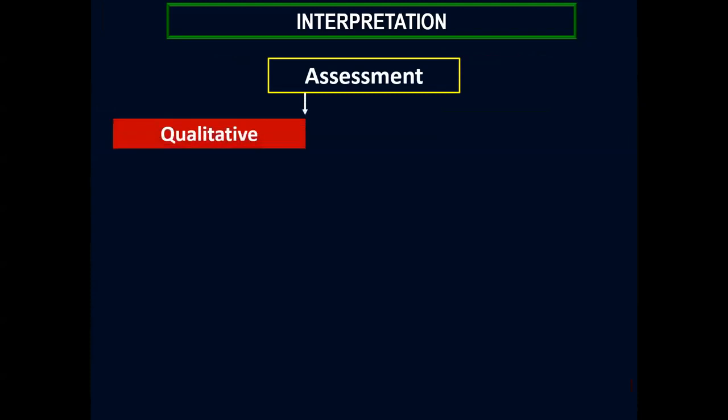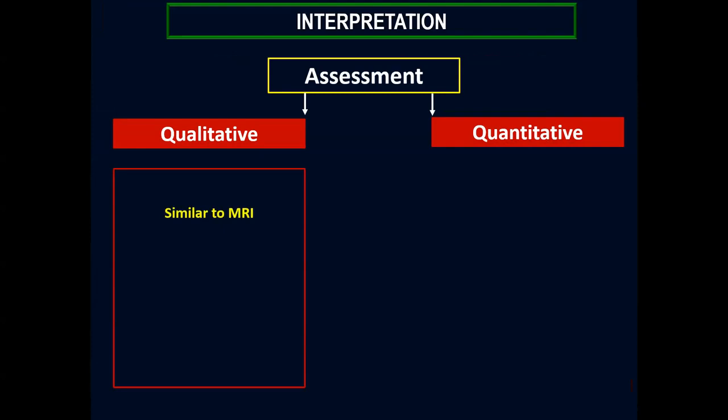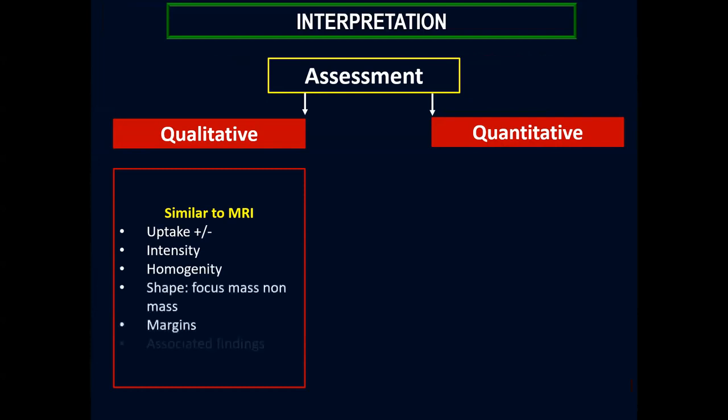And for PEM assessment, we do a qualitative and a quantitative assessment. The qualitative is similar to MRI, where we divide lesions into those which uptake and those which do not uptake the radiotracer. Then we assess the intensity of uptake, the homogeneity. We describe the shape of the lesions, the margins, and associated findings.